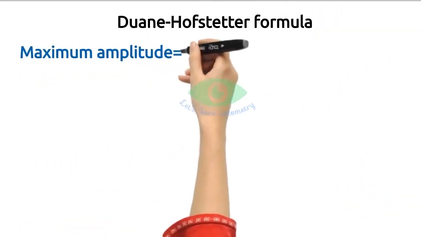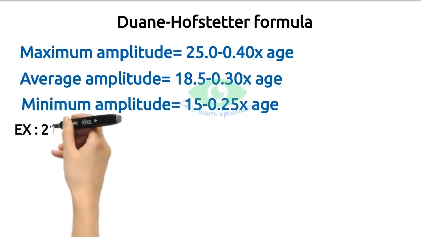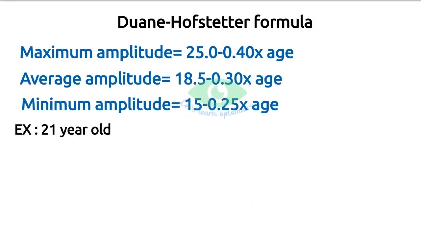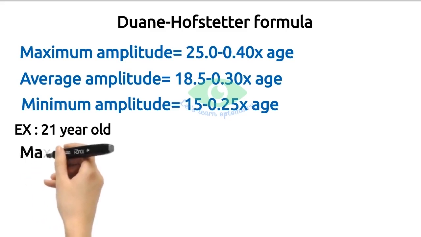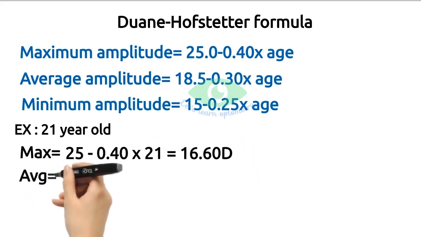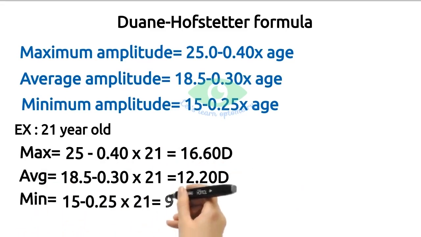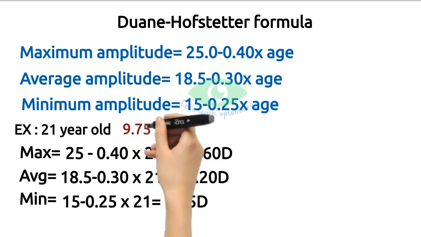Duane-Hofstadter formula. The maximum, average and the minimum accommodation of a given age can be calculated by the Duane-Hofstadter formula. In this example, we are calculating the accommodation for a 21-year-old person. We need to substitute the age in the given formula. After calculating, we can see that the maximum accommodation is 16.60 diopters, the average is 12.20 diopters, and the minimum is 9.75 diopters. It shows that a normal accommodation of a 21-year-old should be in the range of 9.75 to 16.60 diopters.